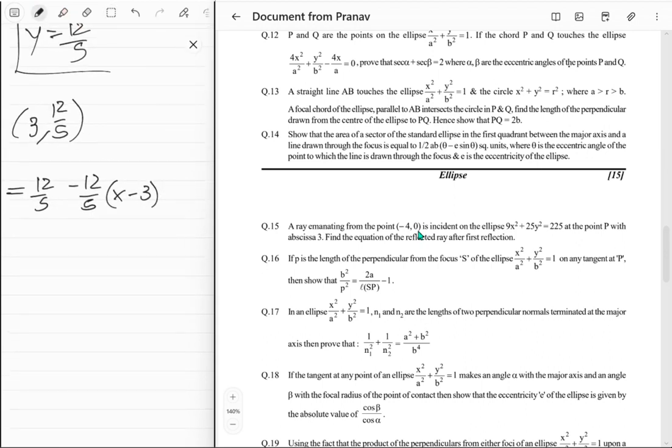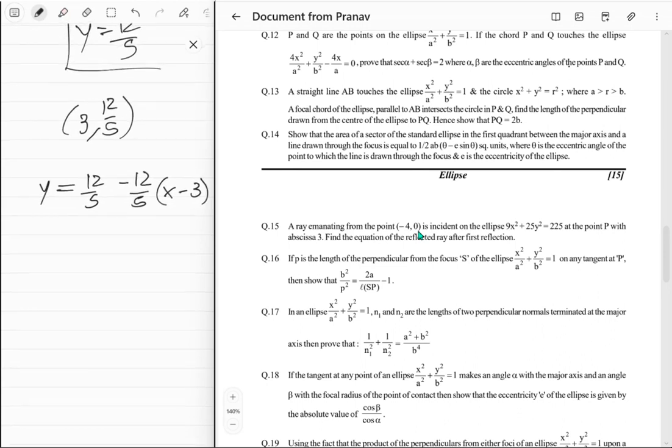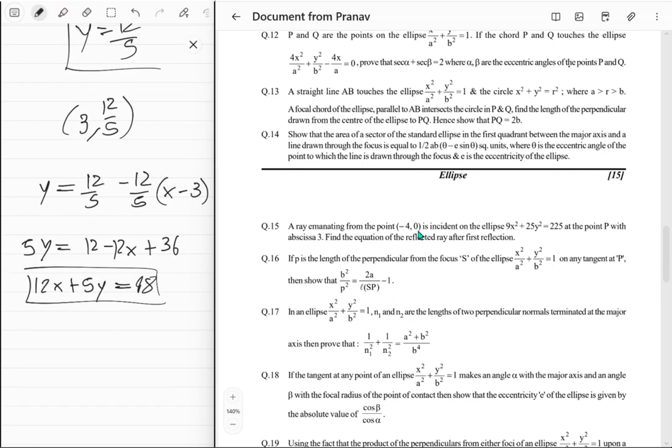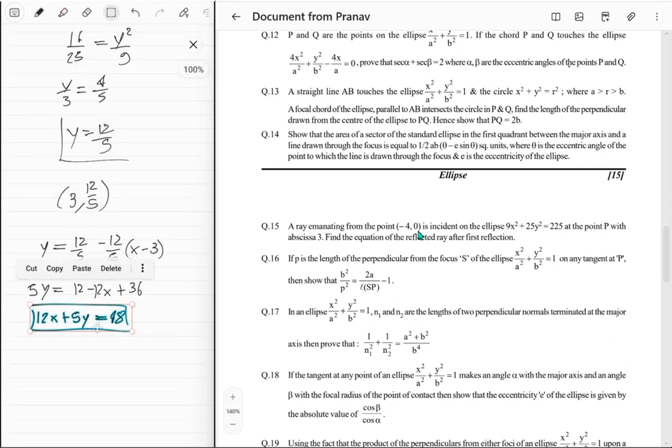Awesome. So it just means y is equal to 12 minus 12x plus 36 all upon 5. So 12x plus 5y is equal to 48. That's the equation. So this is the equation for question number 15.